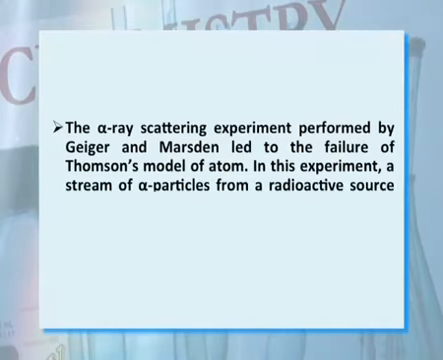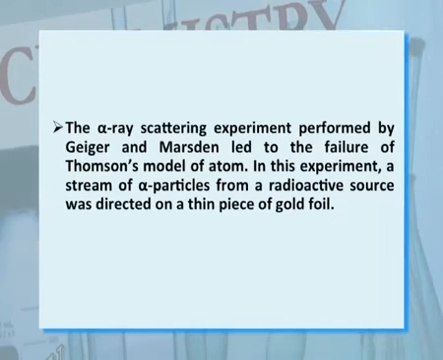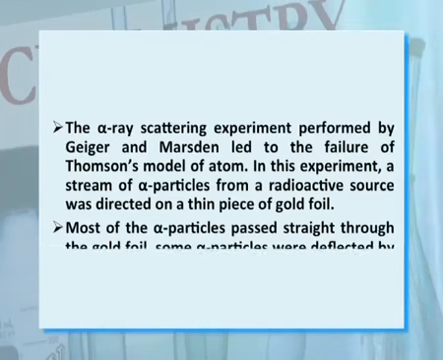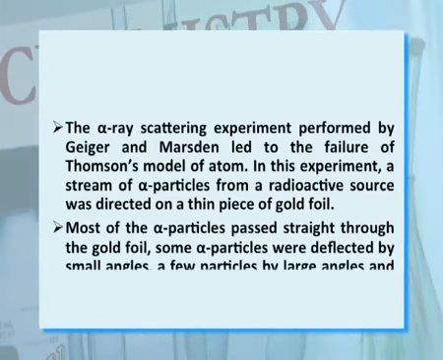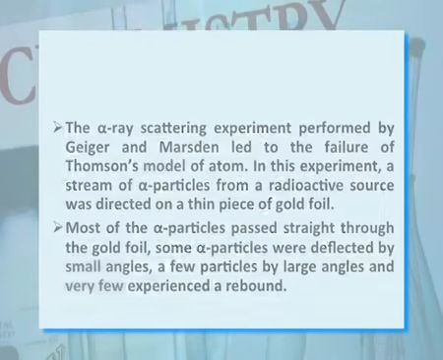In this experiment, a stream of alpha particles from a radioactive source was directed on a thin piece of gold foil, which is also known as the Rutherford gold foil experiment. Most of the alpha particles pass straight through the gold foil. Some alpha particles were deflected by small angles, a few by large angles, and very few experienced rebounds.